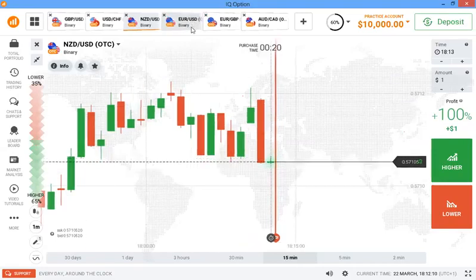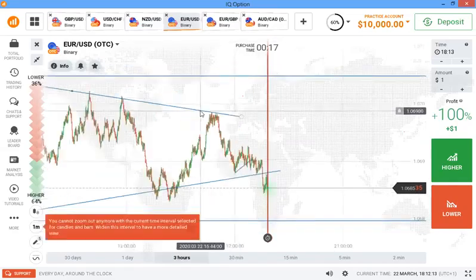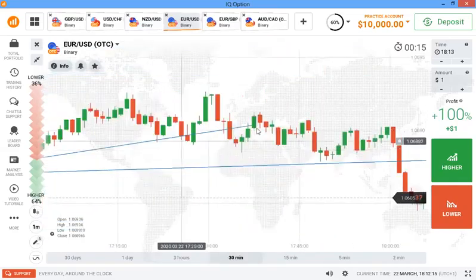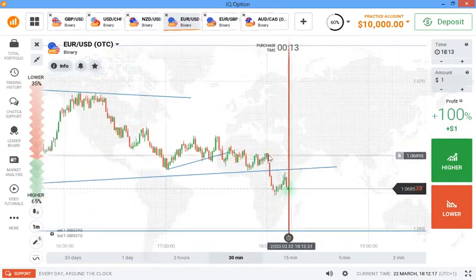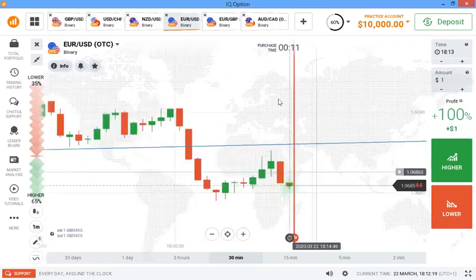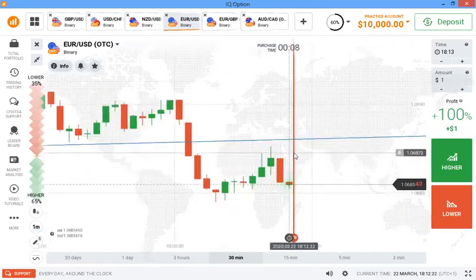So these are the things you need to consider while trading. Number one, the trend. Number two, levels. Number three, the candlestick that forms at the levels. Number four, observing the market movement.